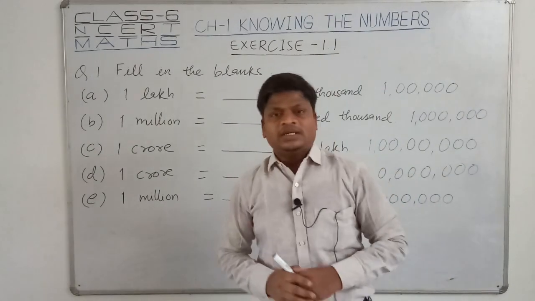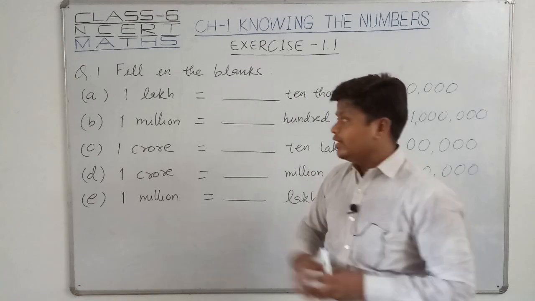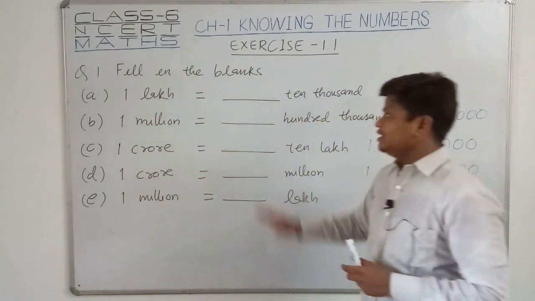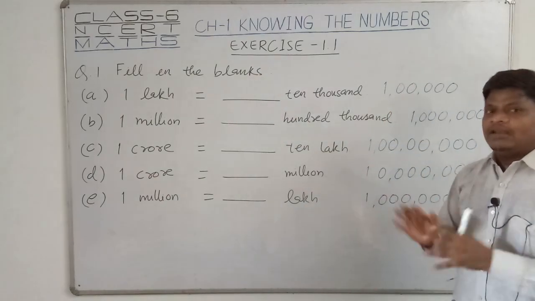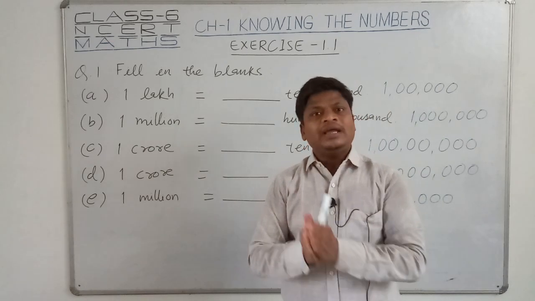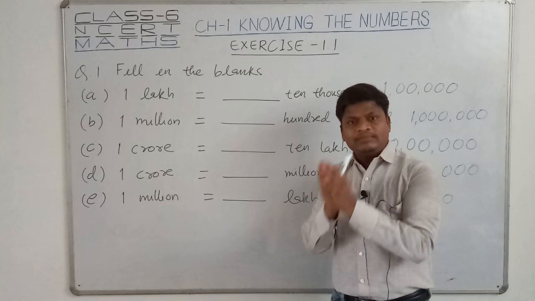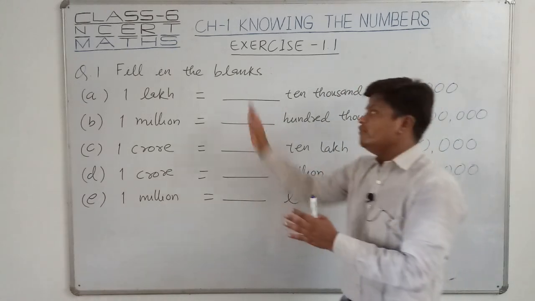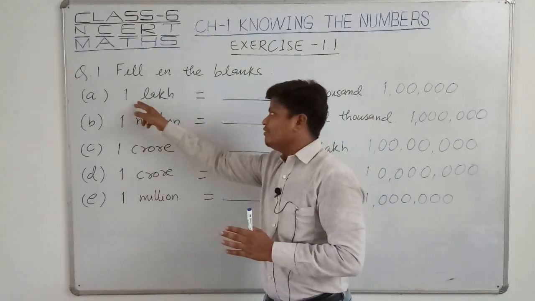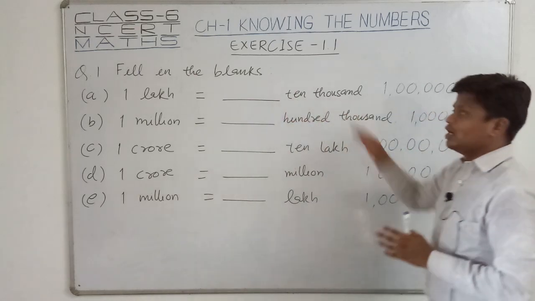So now friends, we will do the first question of exercise 1.1, right? The first question is given: fill in the blanks, right? There are 5 fill in the blanks, and right now we have already understood the Indian and the international systems of numeration. On the basis of that, and on the basis of the idea of place value, we can easily solve these blanks, right? So first of all, the first is given: 1 lakh. So 1 lakh would be equal to dash 10,000, right?